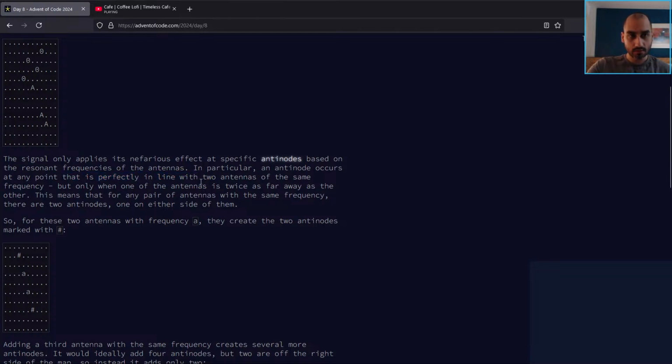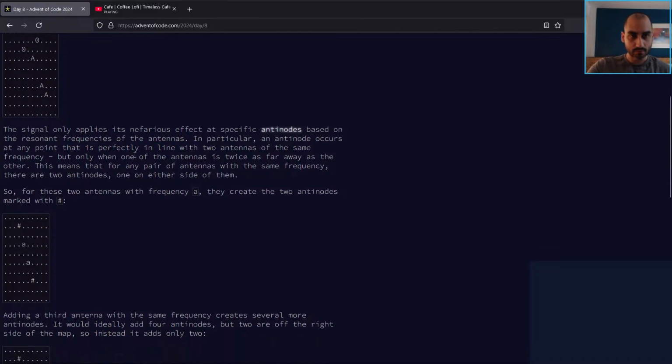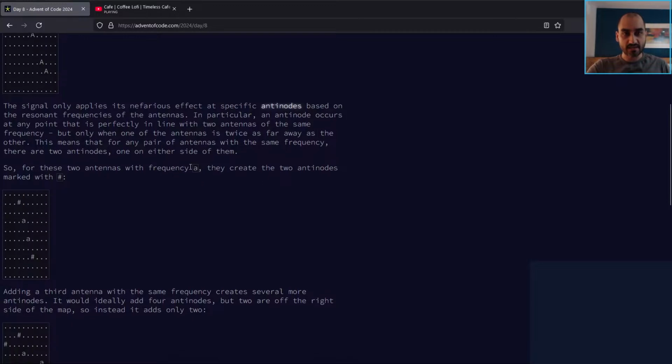Yeah, well, they'll give examples. But only when one of the antennas is twice as far away as the other. So they could be on the same side, or it could be sandwiched between them, I guess. This means that for any pair of antennas with the same frequency, there are two antinodes, one on either side of them.